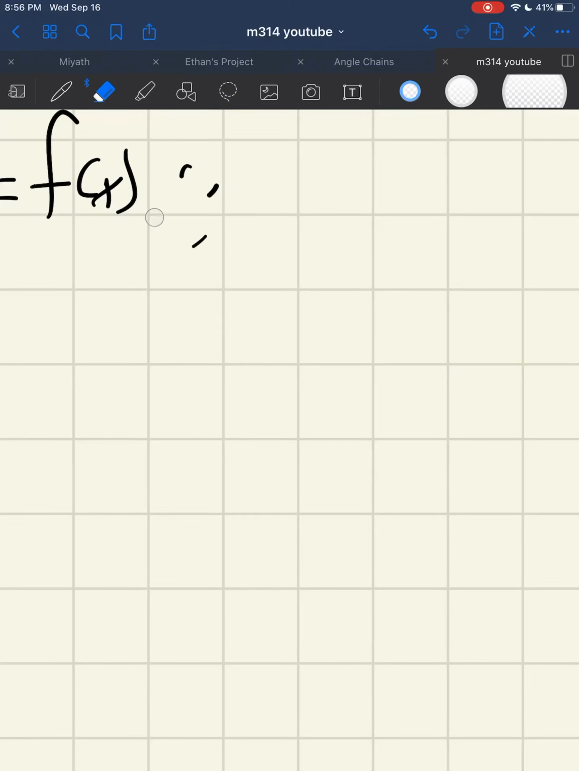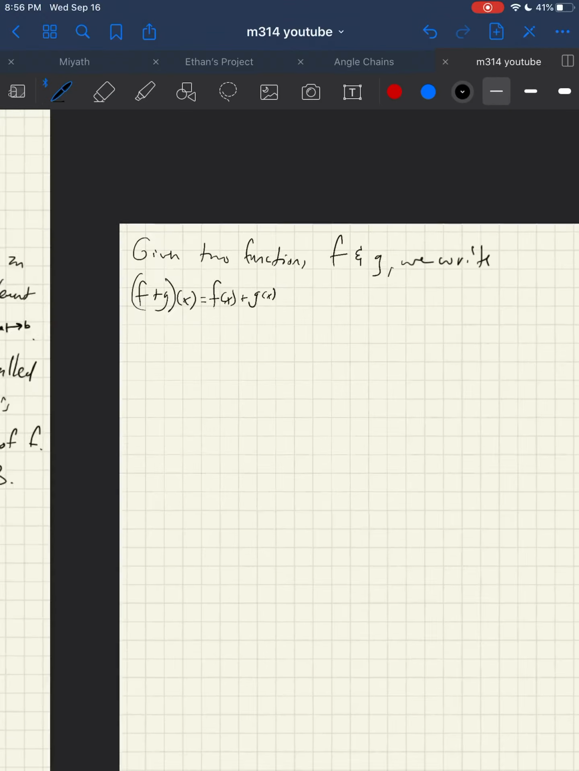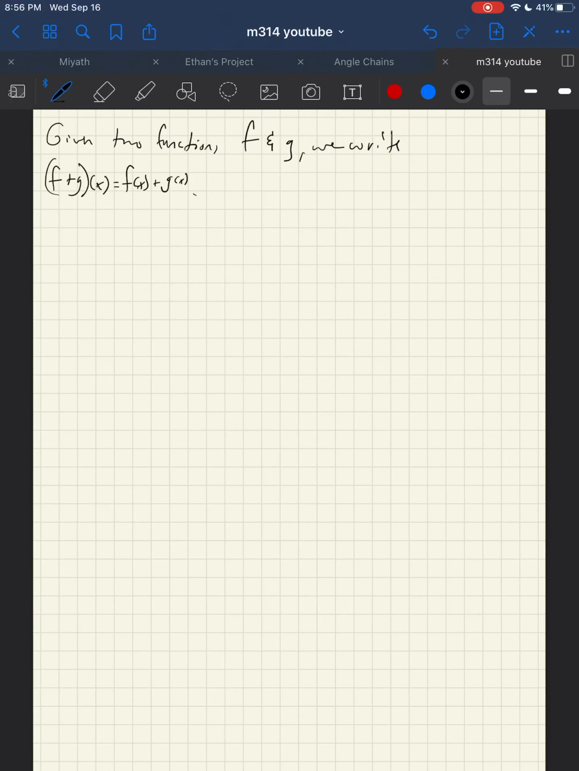F of x plus g of x. We write fg of x to mean f of x times g of x. And something that you may not have seen is we write f little circle g of x to mean f of g of x. And I'm just going to add a note here.